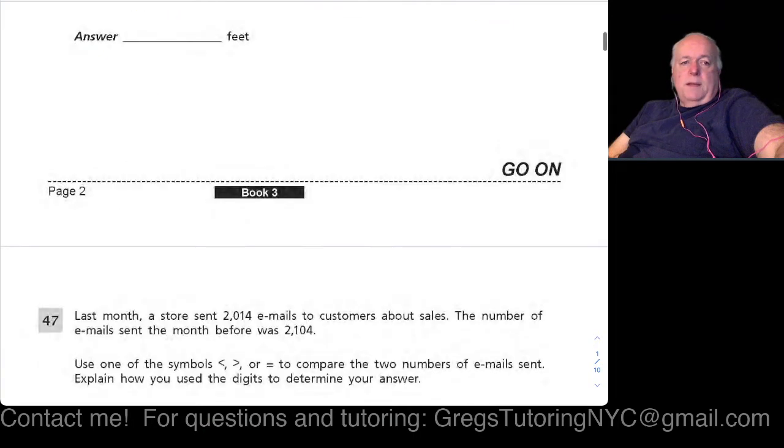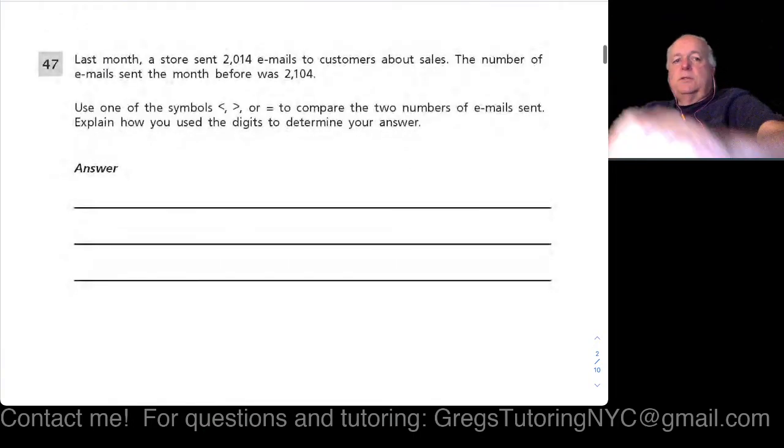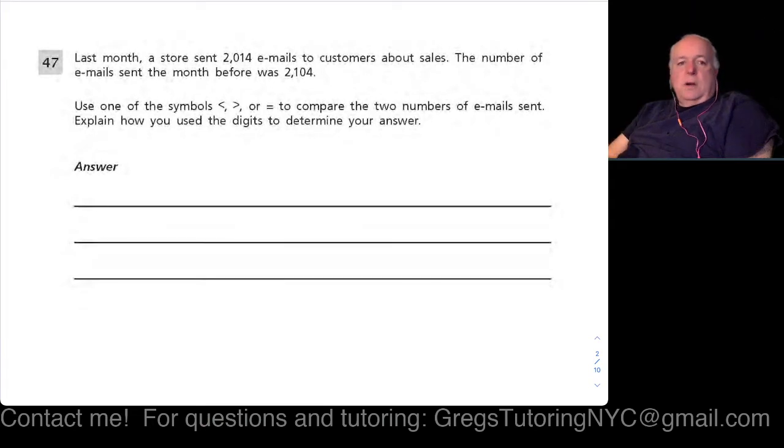Okay, we also have a bunch of stuff here. So last month, a store sent 2014 emails to customers about sales. So we have emails. We have 2014. The number of emails sent the month before, so I'm going to put MB maybe. So emails this month. Emails this month is 2014. The month before was 2104.